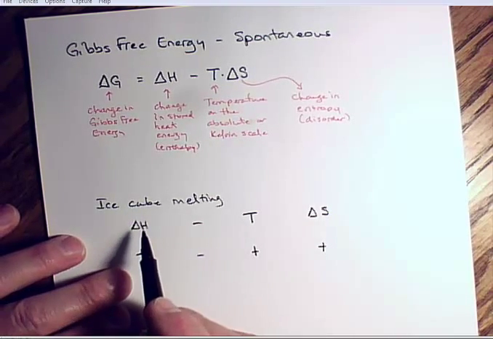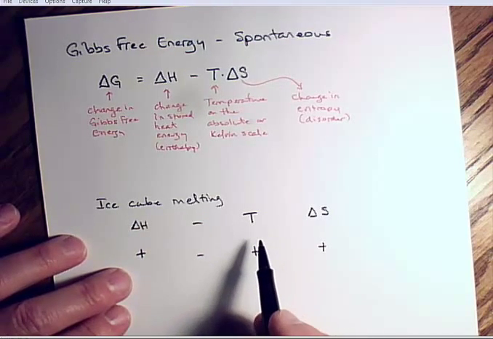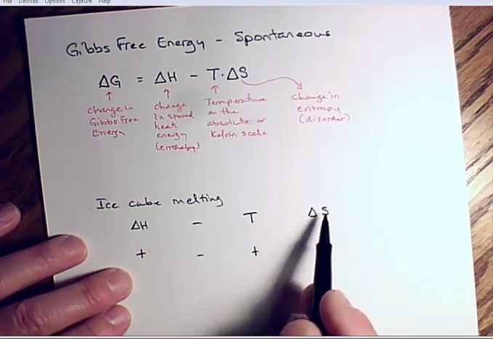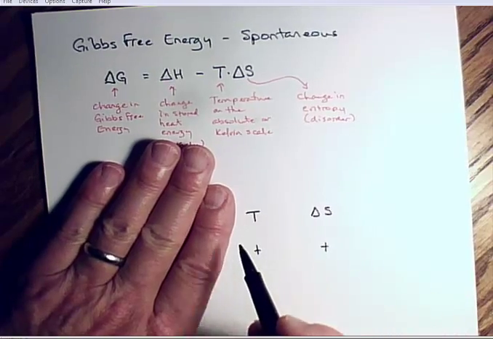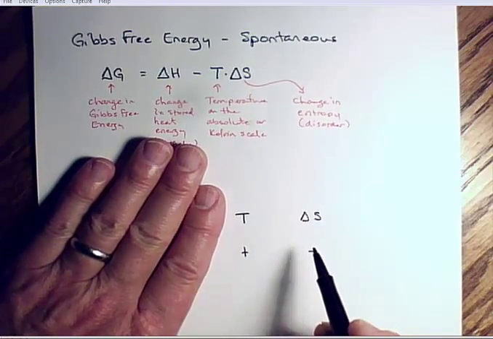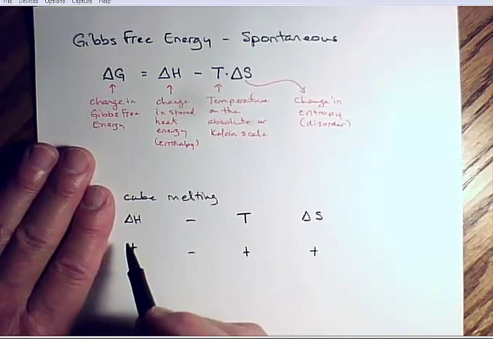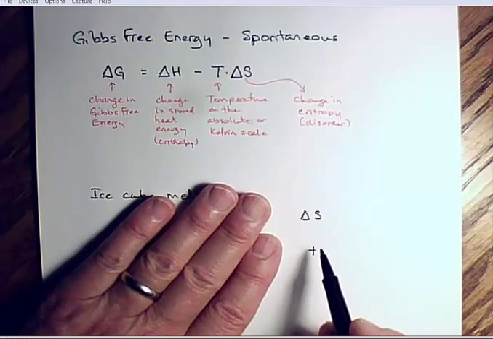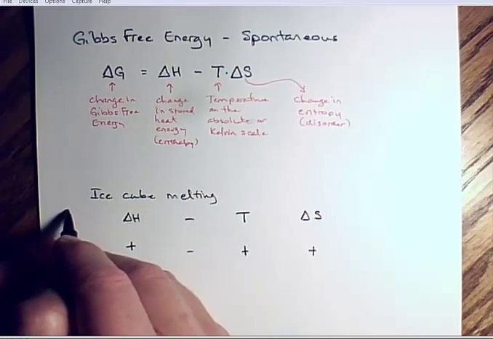So if this is a positive number, and temperature, which is just barely positive, is multiplied times a positive delta S, then this part of the equation is going to be positive. A positive number times a positive number gives you a positive number, right? So we're taking a positive number and subtracting a positive number. Under what conditions then is the overall equation going to be negative?